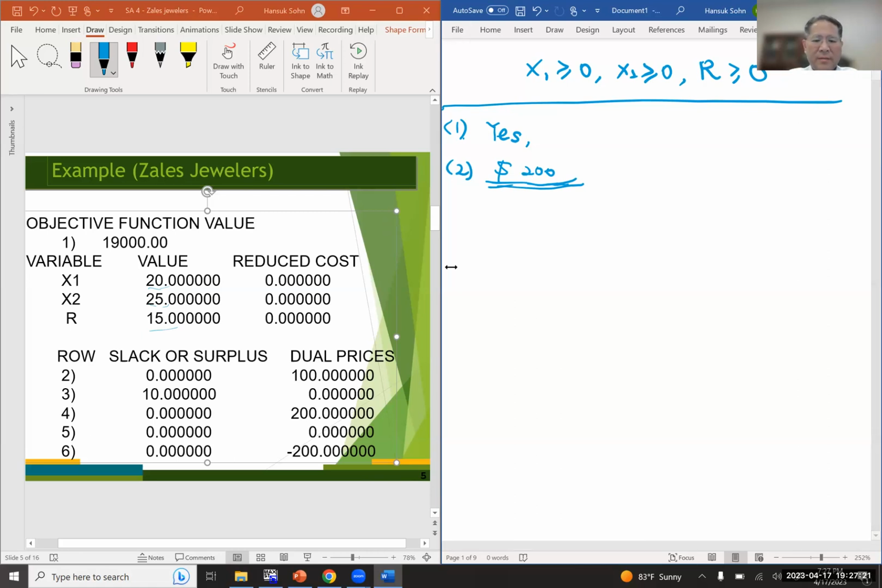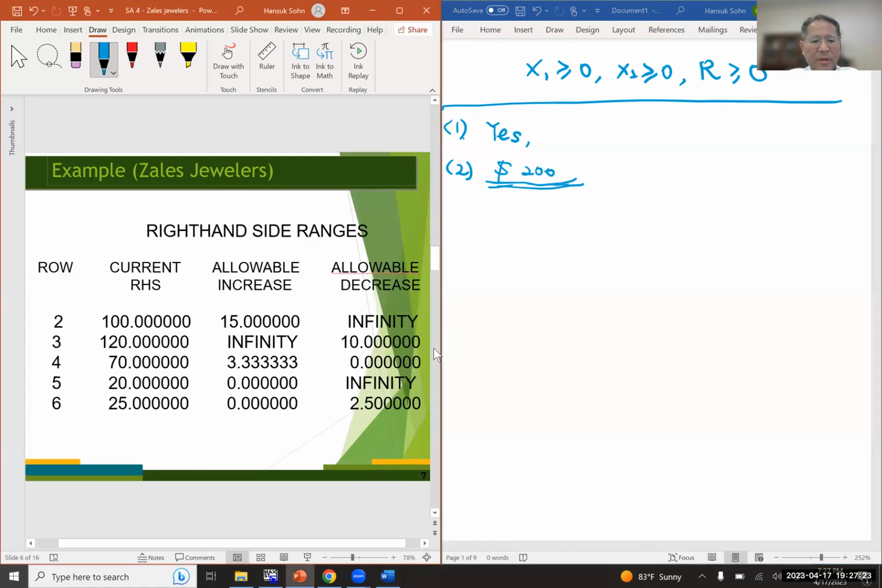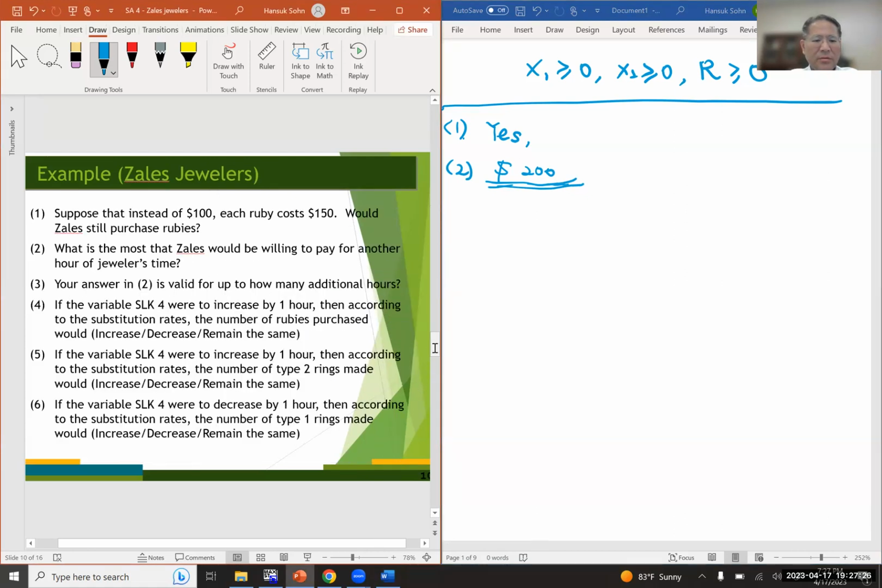Okay, how about the next question, number 3. Okay, so your answer in question number 2 is valid for up to how many additional hours? I believe we've already answered this question number 3 while we were answering question number 2, right?